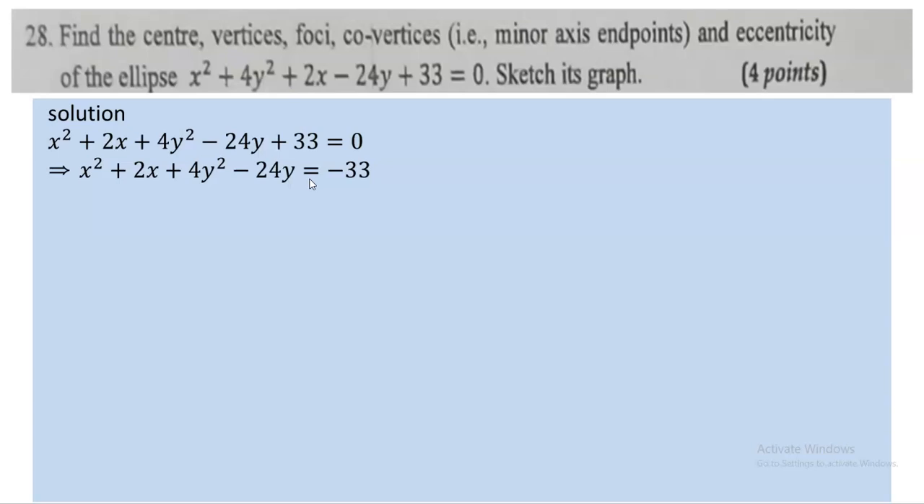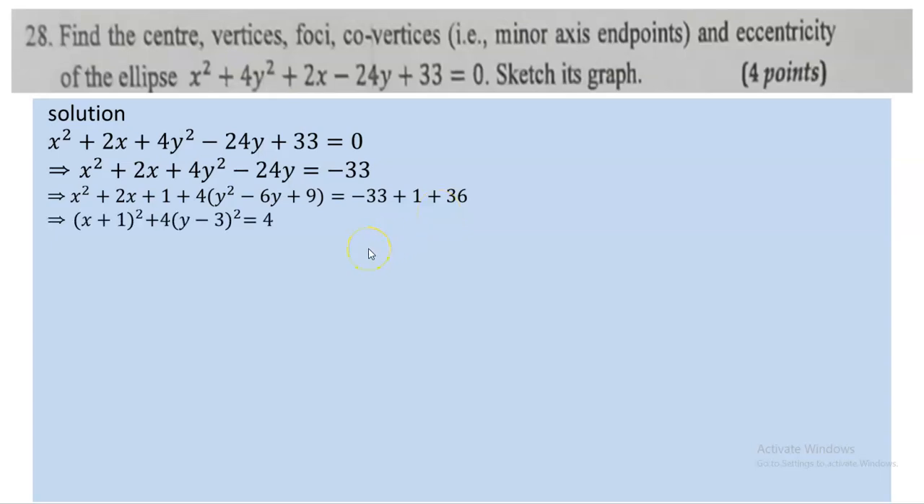So move 33 to the right, you have minus 33, collect like terms together. As I explained earlier, you have x squared plus 2x, half of 2 is 1, so square 1. Then 4 can be taken out as a common factor, then y squared minus 6y, but half of minus 6 is minus 3, square 9 can come. So minus 33 is here, 1 directly taken, but 4 times 9 is 36 taken, so this makes this one. So divide both sides by 4 to have the standard form of this ellipse. So you now have this expression.